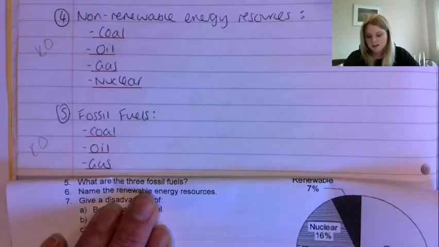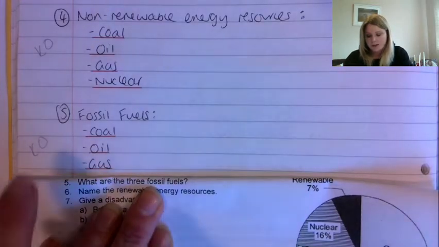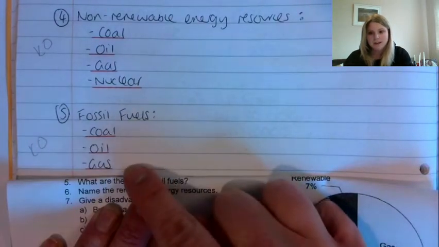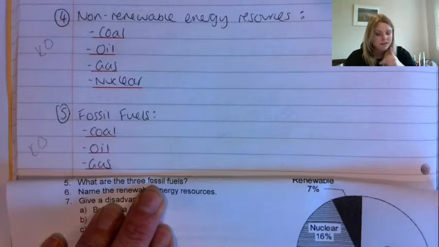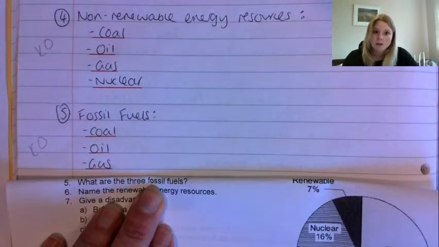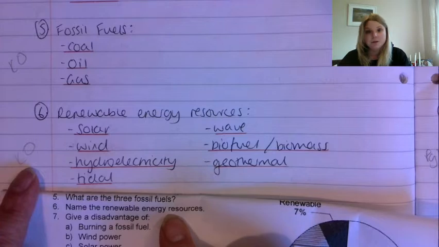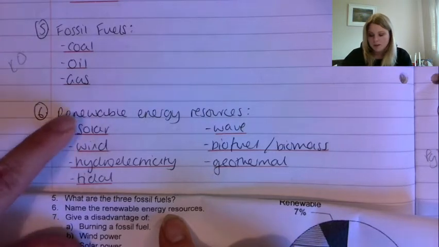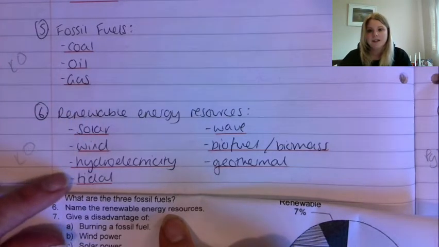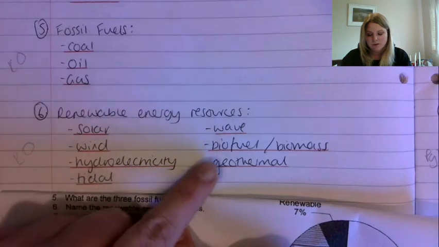5 had asked to name the 3 fossil fuels. So again, knowledge organizer: coal, oil and gas. Remember, pause this. If I'm going too quick, make sure you pause and get yours corrected properly if they need corrected. 6 wanted us to name the renewable energy resources, and again I've just gone straight to the knowledge organizer for that. So solar, wind, hydroelectricity, tidal, wave, biofuel or biomass.